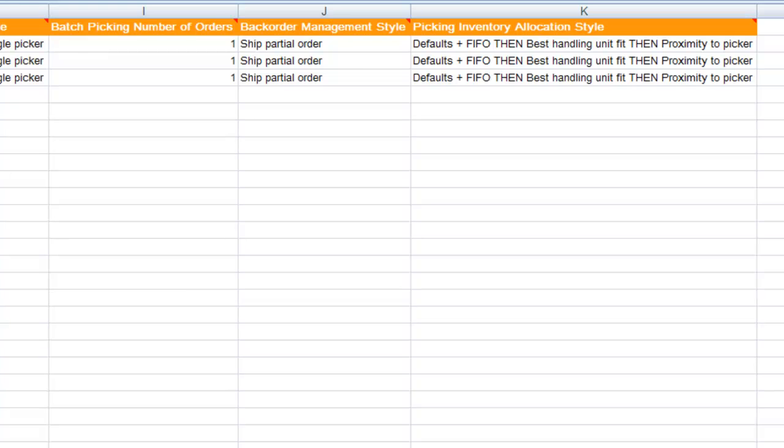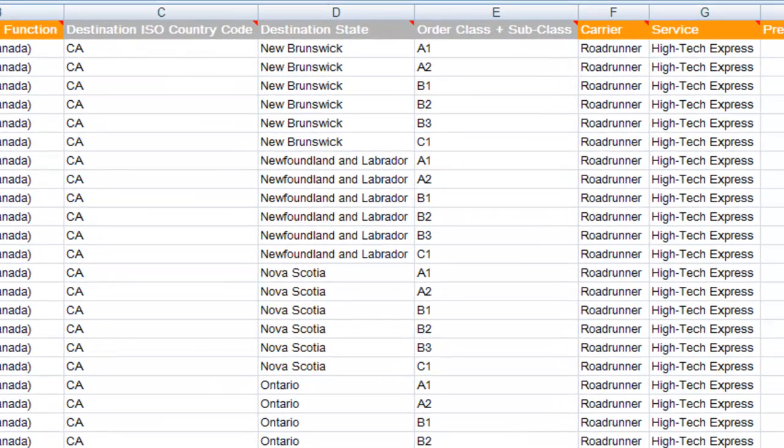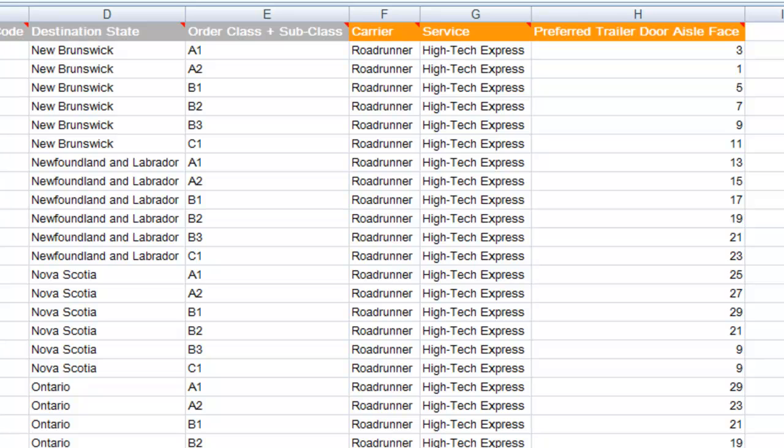The carrier service selection gene is used by OC to consign orders, determine the desired carrier and service for an order, and route a particular consignment to a trailer door for loading. Specifically, destination state, order class, and subclass can be used in conjunction with facility and company to tell OC which carrier and service to assign to an order. Preferred trailer door aisle face tells OC at which door the carrier will pick up the load.